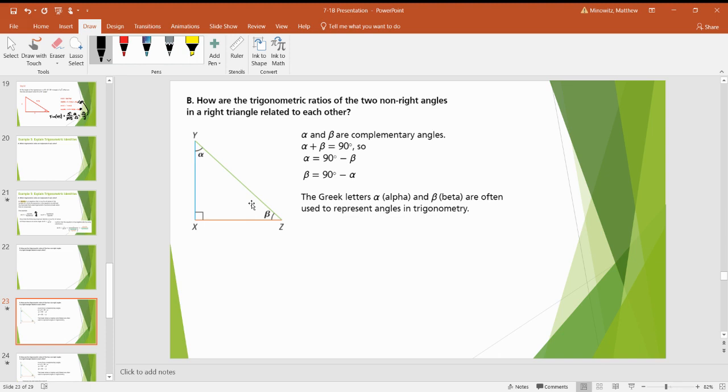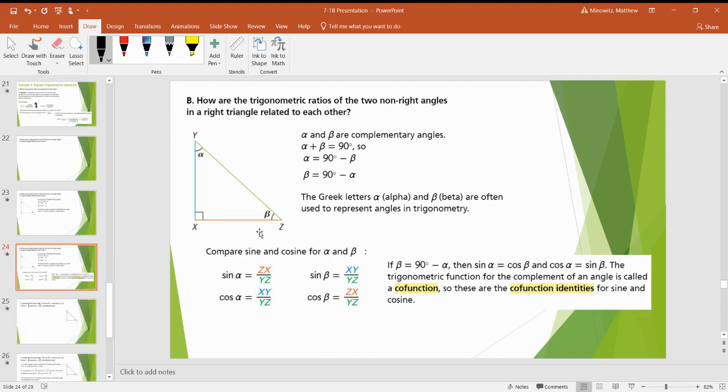So let's take these two angles, alpha and beta. Now alpha and beta have to add up to 90 degrees because the three angles have to add up to 180. So if I know beta, I know alpha, and if I know alpha, I know beta. And what's really awesome is that the sine of one is the same as the cosine of another.